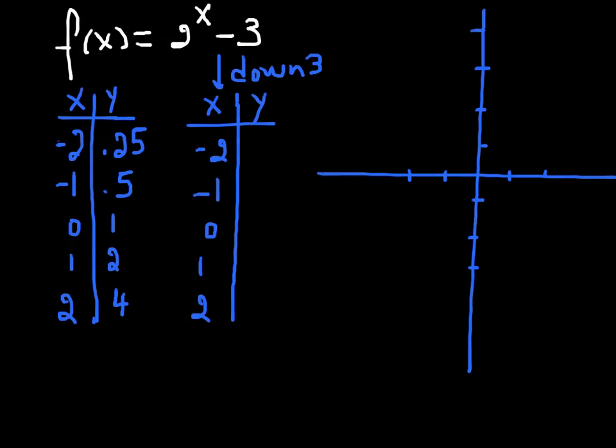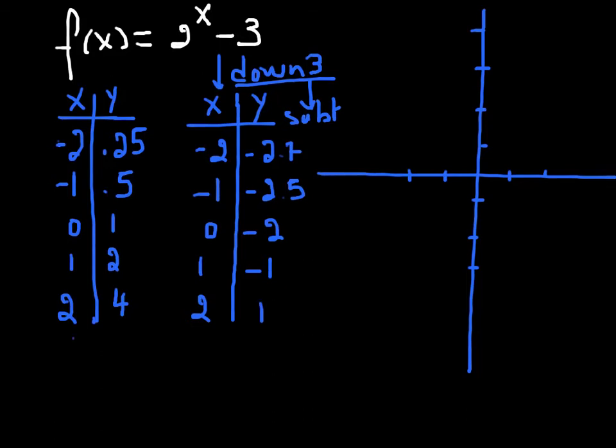Part B. This is the exponential function that we just did earlier, and I'm just shifting it down. I already set up the table for you for the parent function, and now I'm simply going to shift it down by 3. Shifting down by 3, you just subtract the 3 from all the y-values. 0.25 minus 3 is negative 2.75. 0.5 minus 3 is negative 2.5, and 1 minus 3 is negative 2, and then 2 minus 3 is negative 1, and then 4 minus 3 is going to be 1.